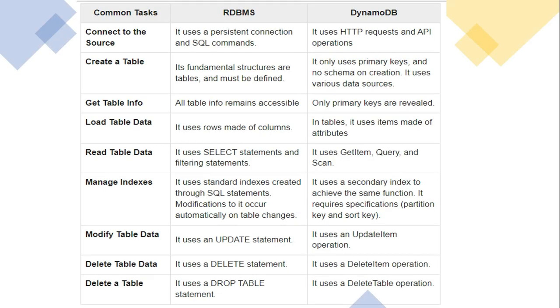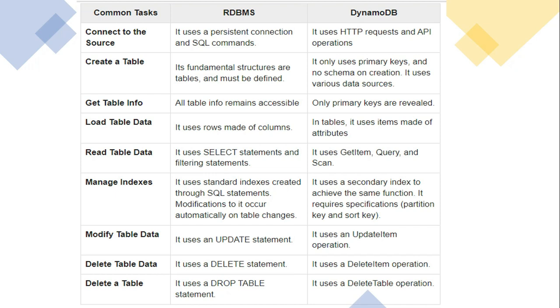Then the common tasks and the difference between RDBMS and DynamoDB. Connect to the source: an RDBMS uses a persistent connection and SQL commands, whereas DynamoDB uses HTTP, Hypertext Transfer Protocol, requests to API operations. Next, create a table. An RDBMS uses the fundamental structure of tables, which must be defined. Here DynamoDB only uses primary keys and no schema on creation. It uses various data sources.